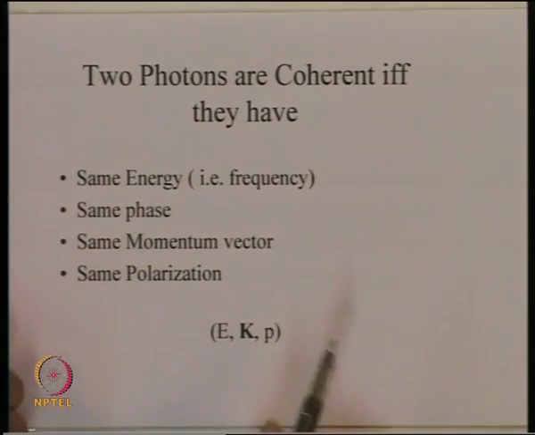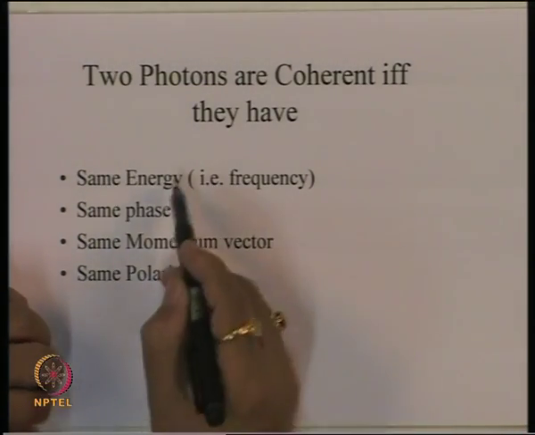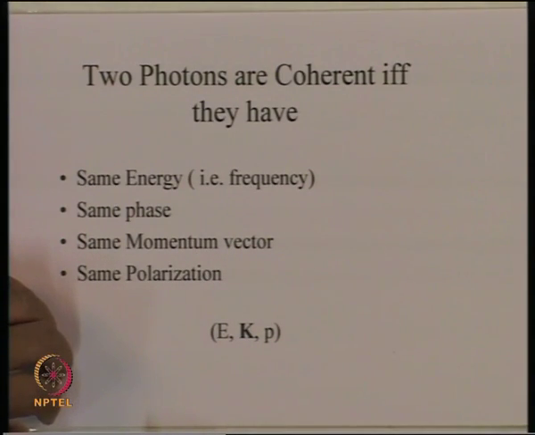So then we say that two photons are coherent if these three quantities, energy, momentum and polarization, are the same. So essentially coherency can be defined by a triplet, which is energy, momentum vector and the state of polarization. So we can say the two photons will be completely coherent if the triplet is the same for the two photons.